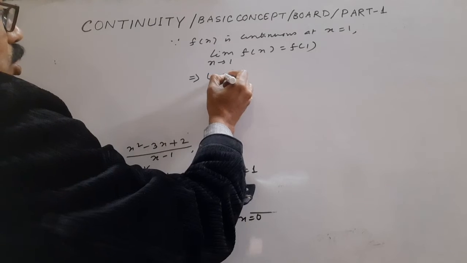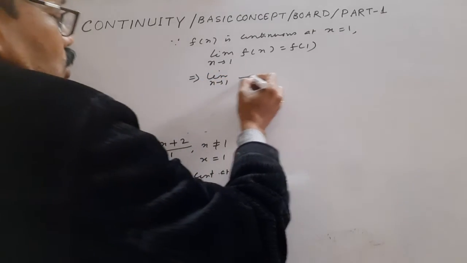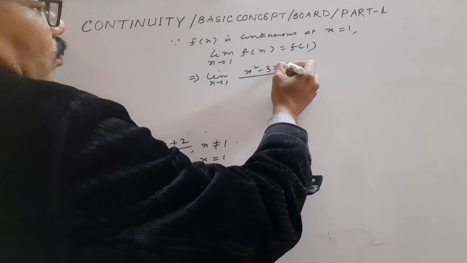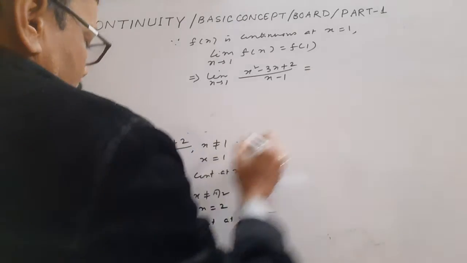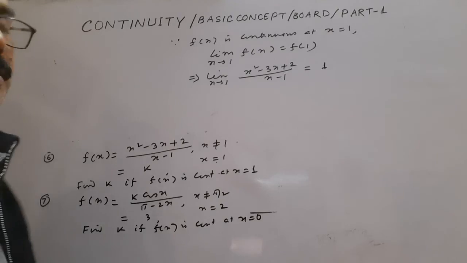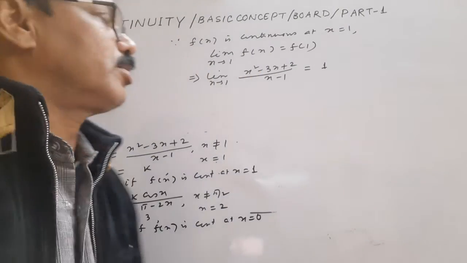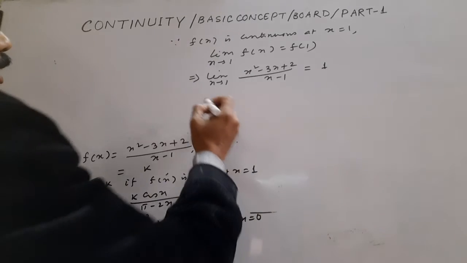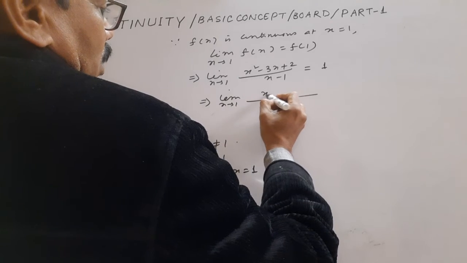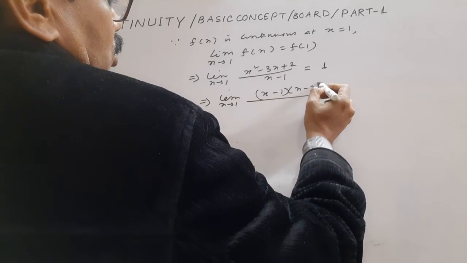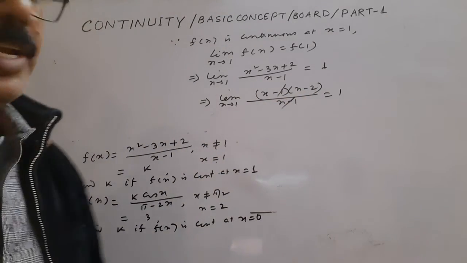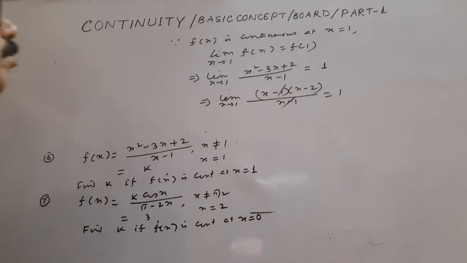Now limit x tends to 1. So x tends to 1 means x not equals to 1. What is f1? f1 is k. Now it is a very simple problem of limit by the factorization method. So factorize, this is (x minus 1)(x minus 2). So x minus 1 is cancelled, as x tends to 1. So this is our main aim.